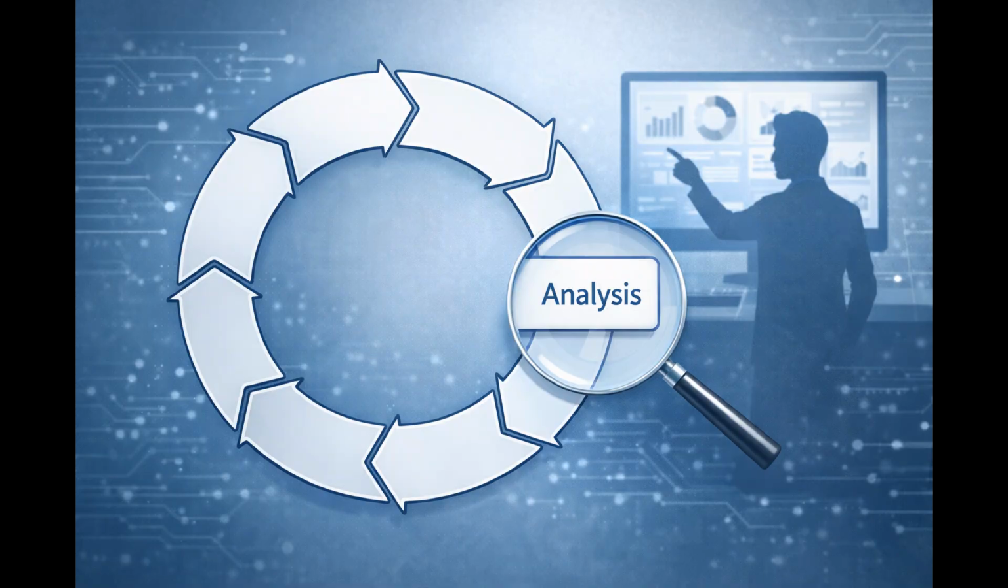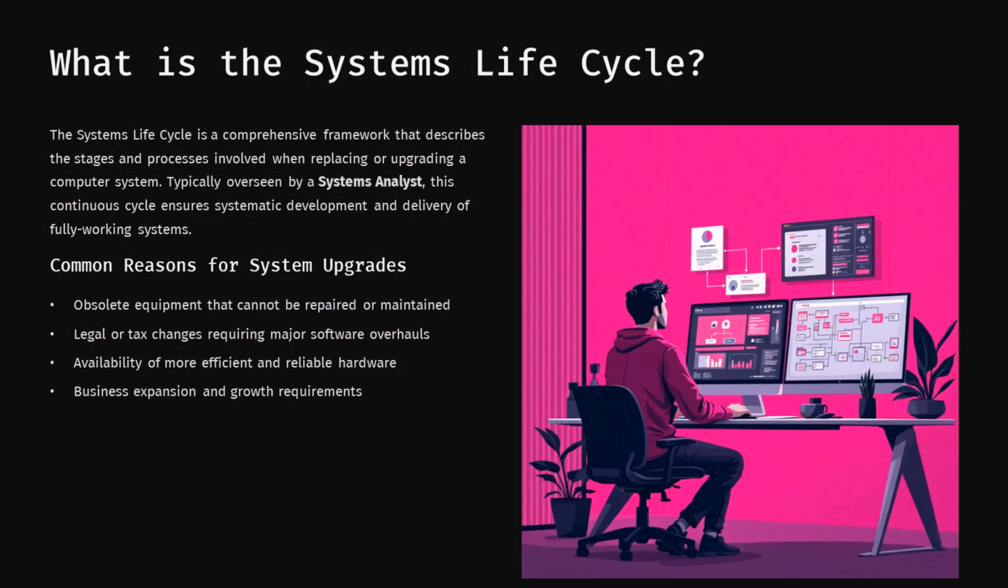Now, before we get into the stages themselves, let's talk about why organizations even need to upgrade their systems in the first place. There are 4 main reasons you need to know for your exam. First, obsolete equipment. Imagine trying to fix a computer from the 1990s today. Sometimes the equipment is so old it simply can't be repaired or maintained anymore.